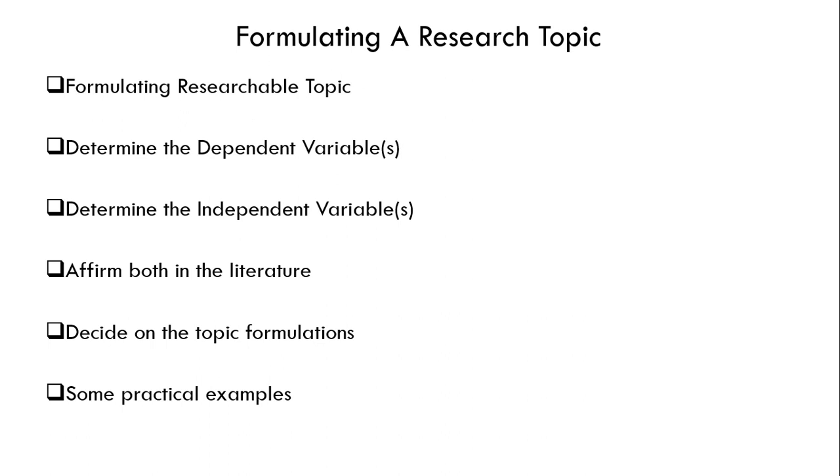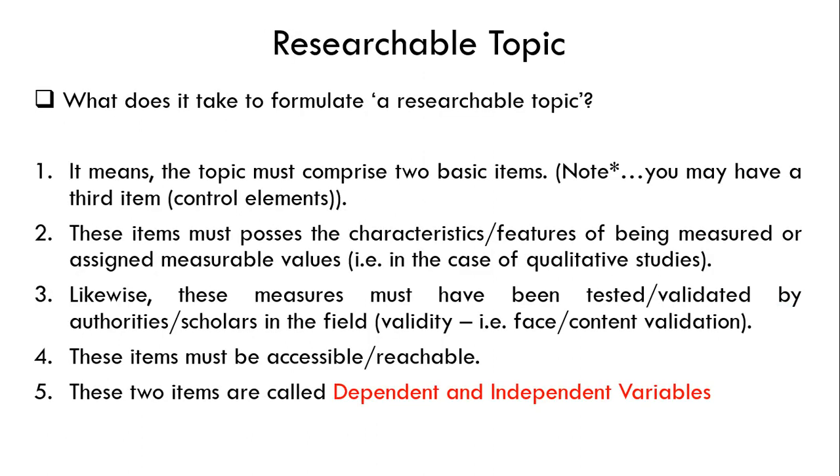We have lined up subtopics for ease of understanding. We have lined up how you formulate a research topic, especially a researchable topic. We have also lined up how you determine the dependent and independent variable in a topic that is formulated, how you can affirm or confirm whether your topic is actually researchable. Then we will decide on a topic for a practical example.